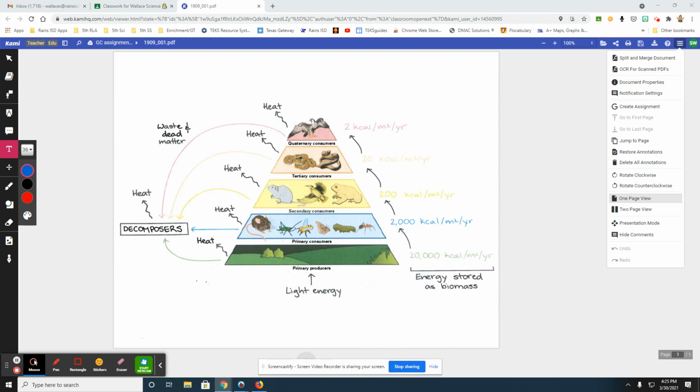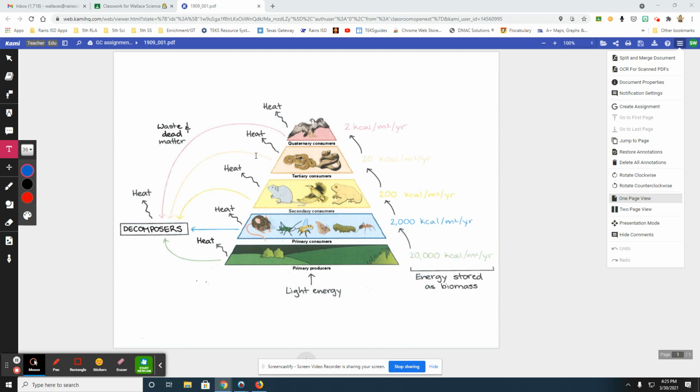And ultimately, if any of these organisms were to die, we know that they are going to be decomposed. And decomposers are important because they are returning nutrients to the soil, and it's giving that energy back to these producers, basically to start the whole process over again. We know decomposers include fungus, some worms, and also bacteria.